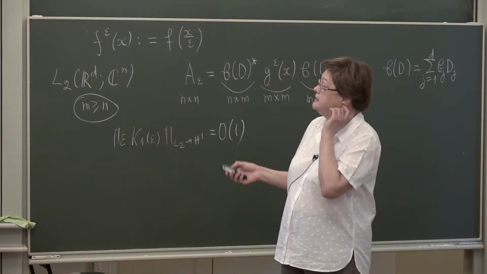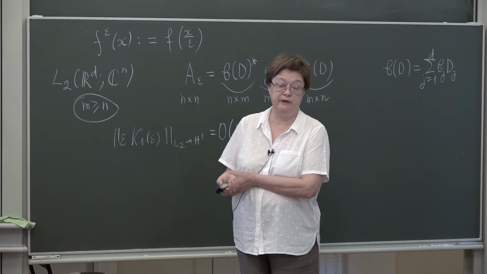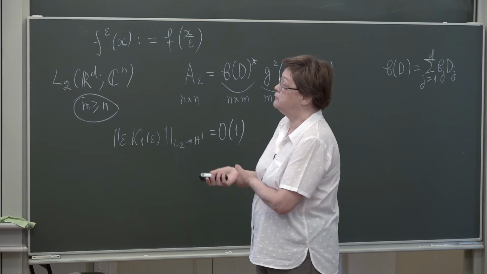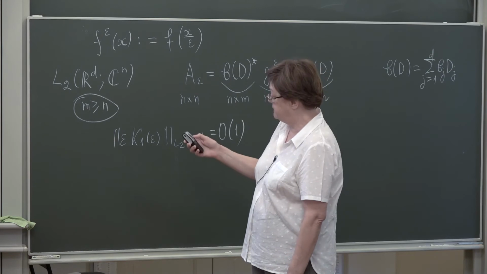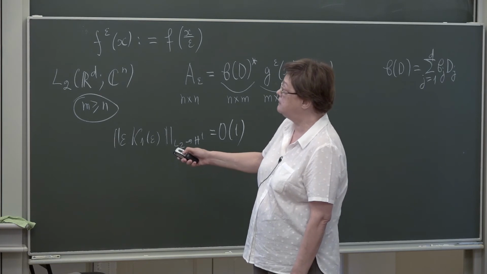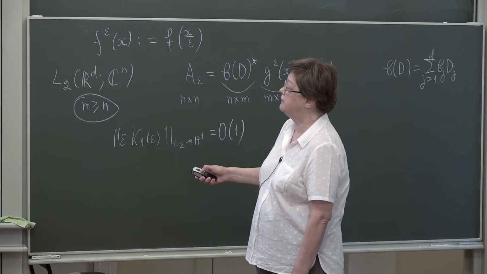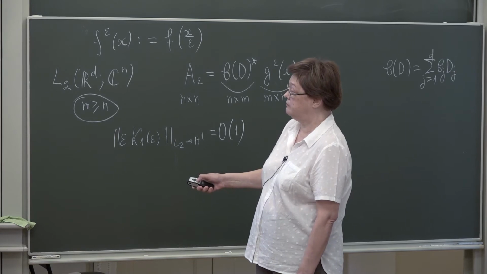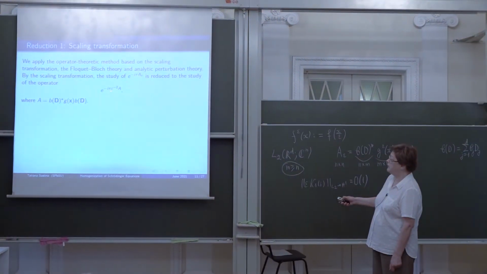Okay, so let us discuss the method, the operator theoretic approach. It is based on the scaling transformation, the Floquet-Bloch theory, and the analytic perturbation theory. And the first reduction is the scaling transformation. By the scaling transformation, the study of this operator exponential for A epsilon is reduced to the study of the operator exponential for the operator A. A does not depend on epsilon. It is the operator with the matrix g of x. But here we have tau multiplied by epsilon to the minus 2.